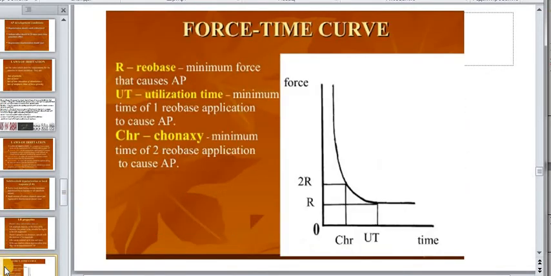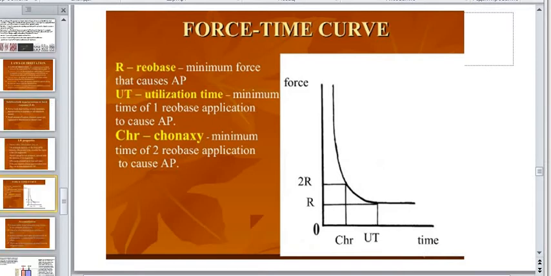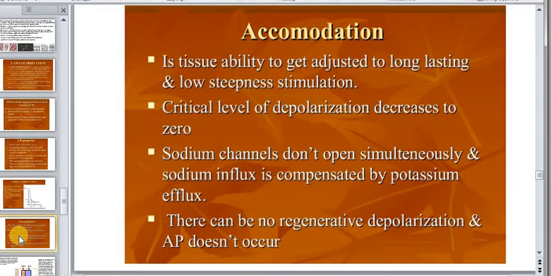So it's a new law, the law of time. It is about how quickly we can get an answer from the cells, which depends on the stimulus. If we have the stimulus at one rheobase, we have, for example, 3 milliseconds to answer. If we take two times more rheobase, we can have the answer more quickly than the previous one. And one more important law is accommodation.